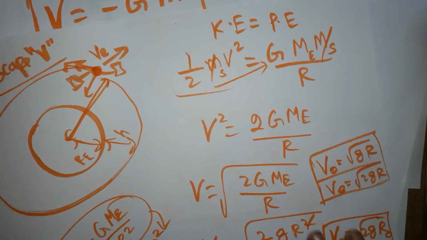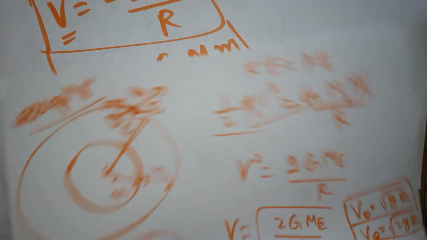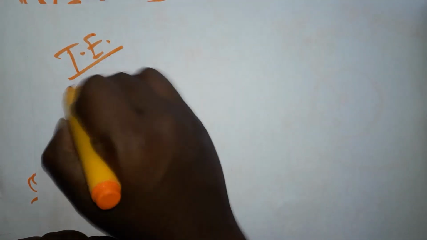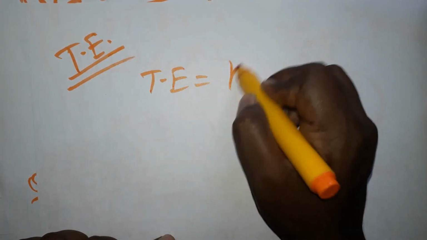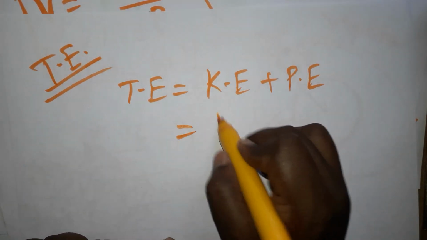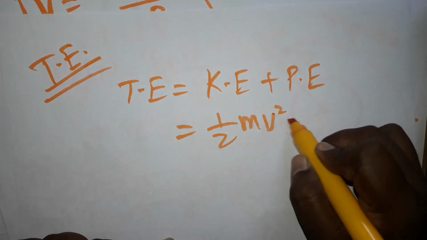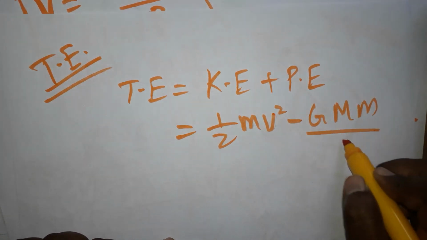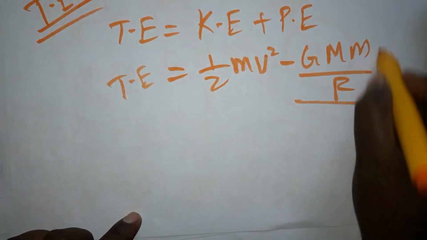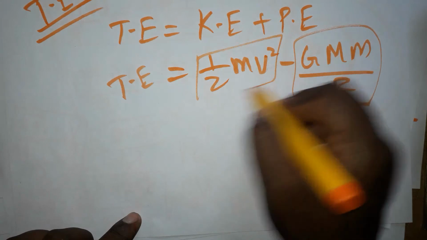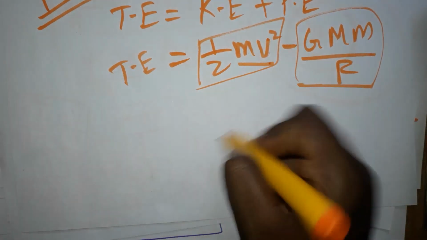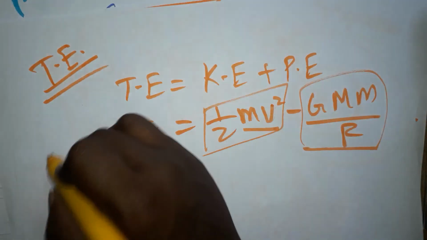The next concept we are going to learn is the total energy, the total energy of the launching satellite. Total energy is equal to kinetic energy plus potential energy. Kinetic energy is 1/2 mv², and potential energy is minus G times Mm divided by r. I already told you how to get this. Now what is mv²? I am going to work out the total energy of the launching satellite.